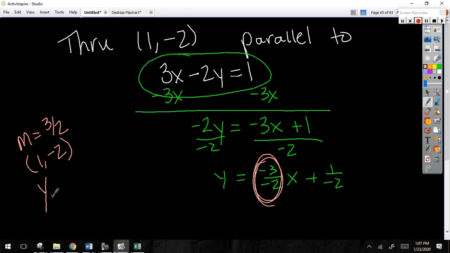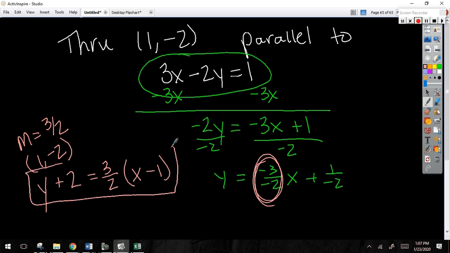y plus 2. Do you see why I did plus 2? Opposite signs, exactly. Equals slope times x minus 1. It did not specify a certain form that my equation had to be in, so I will leave it just like that.